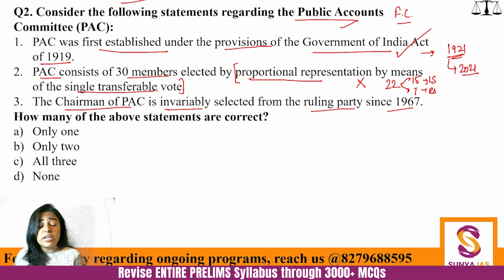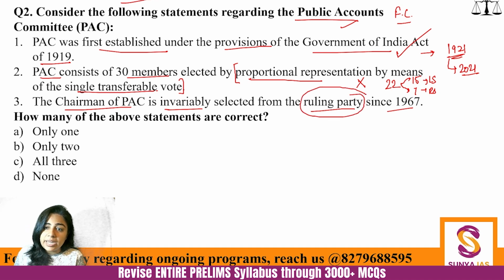But what have we learned? We have learned that even if half of the statement is incorrect, the entire statement becomes incorrect. So I hope you have written this down. "Then chairman of PAC is invariably selected from ruling party." No, this is incorrect. Since 1967, the chairman of PAC has been elected from the opposition party invariably.